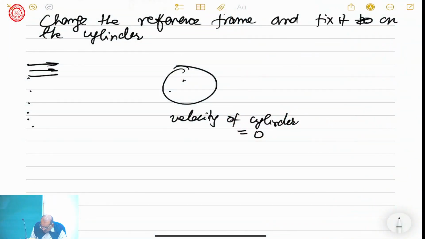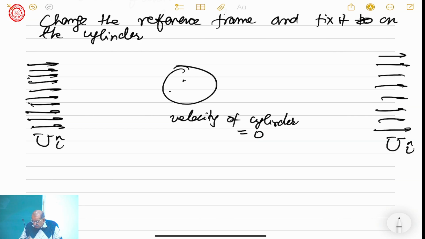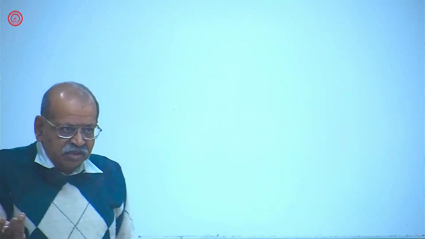So in this reference frame, this velocity will be ui, and actually far away also, on the other side also, the velocity is ui, and the velocity now becomes 0 on the surface of the cylinder, and all we have to do is subtract the two cases, since the velocity u was constant. So the equations will not change.